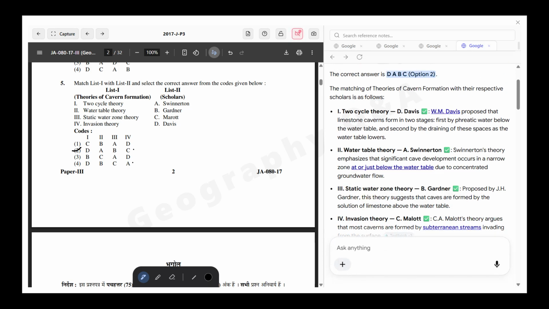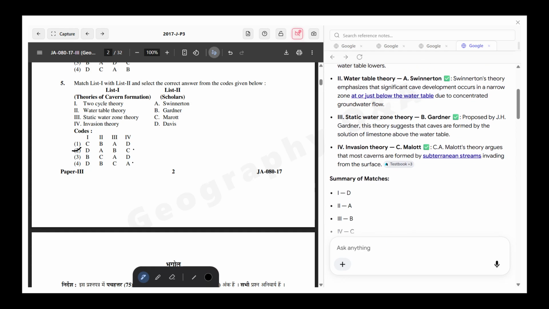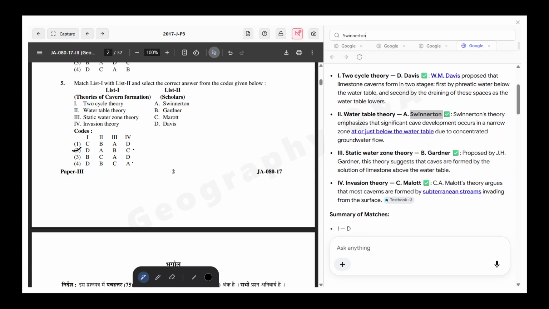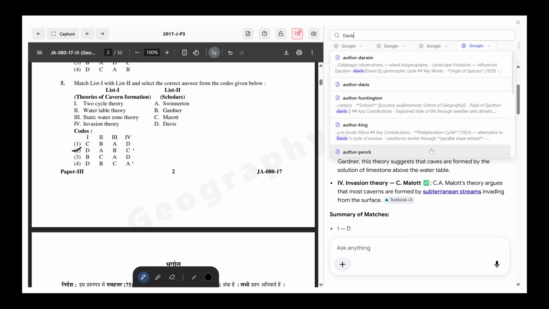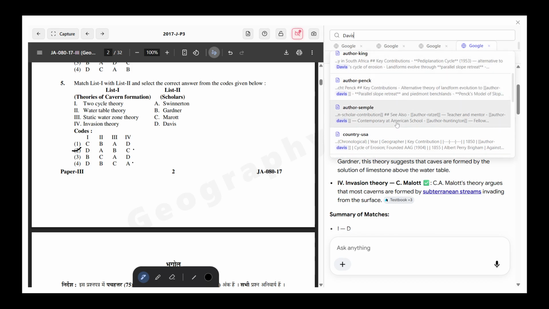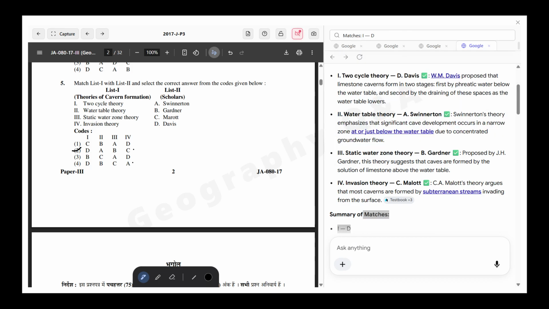So, the two cyclic theory was given by William Morris Davis. Water table theory is Swinnerton. Then static water zone theory, Gardner, and the invasion theory was Malott. Right, Gardner and Malott, Swinnerton. So, Davis is William Morris Davis. There are so many concepts or notes related to Davis.